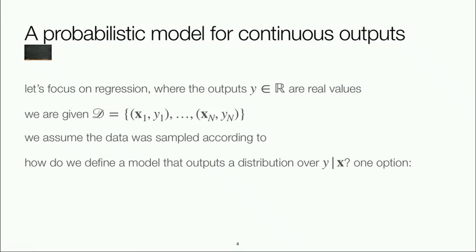So the outputs are scalar real values, and then we're given a data set of n data points, xi, yi, where, remember, these yi's are scalar real values. And then we have to define some underlying data generating process that we think describes the x's and the y's that we're seeing. How were the x's and y's sampled in my data set? And so very generally, we're not going to place a whole lot of assumptions on this.